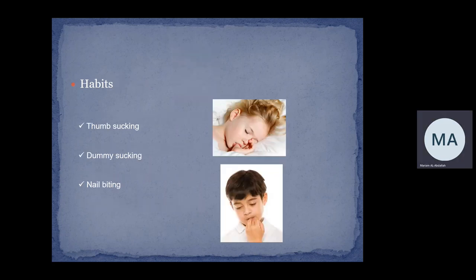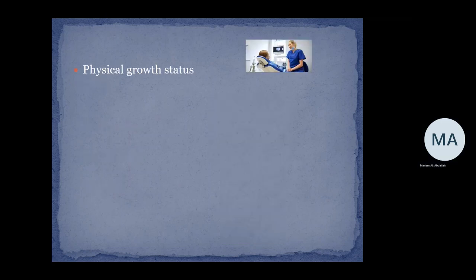Any persistent habits or previous habits, especially thumb sucking habits and dummy sucking habits, pacifiers, because these usually can contribute to the development of malocclusion. Nail biting is an important habit to report because it will increase risk of root resorption during orthodontic treatment.